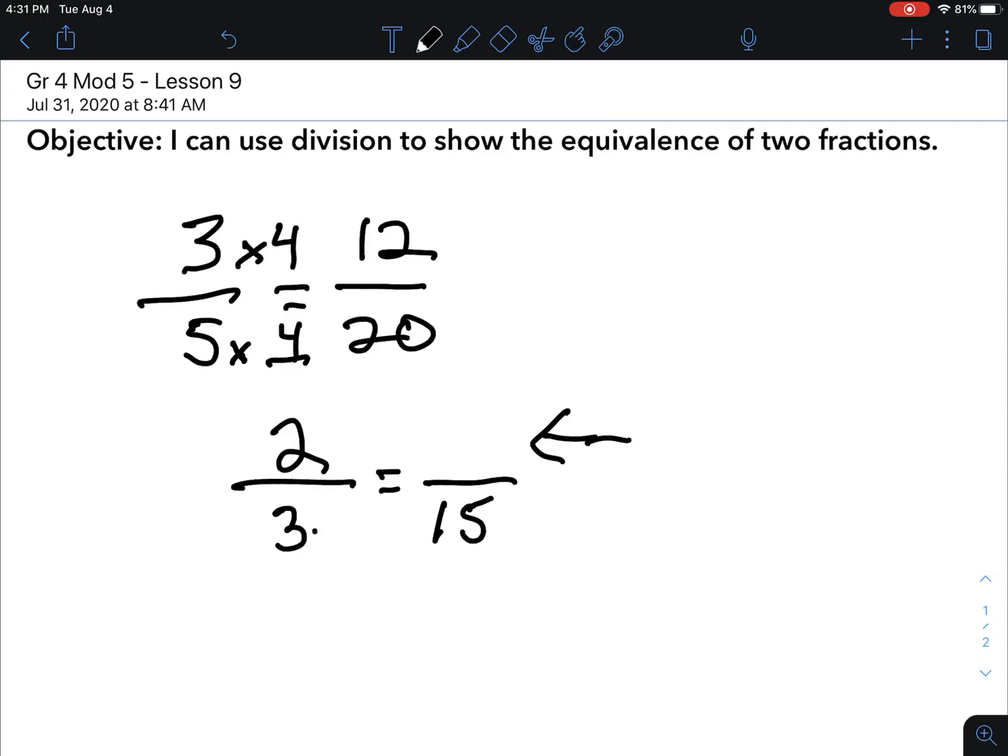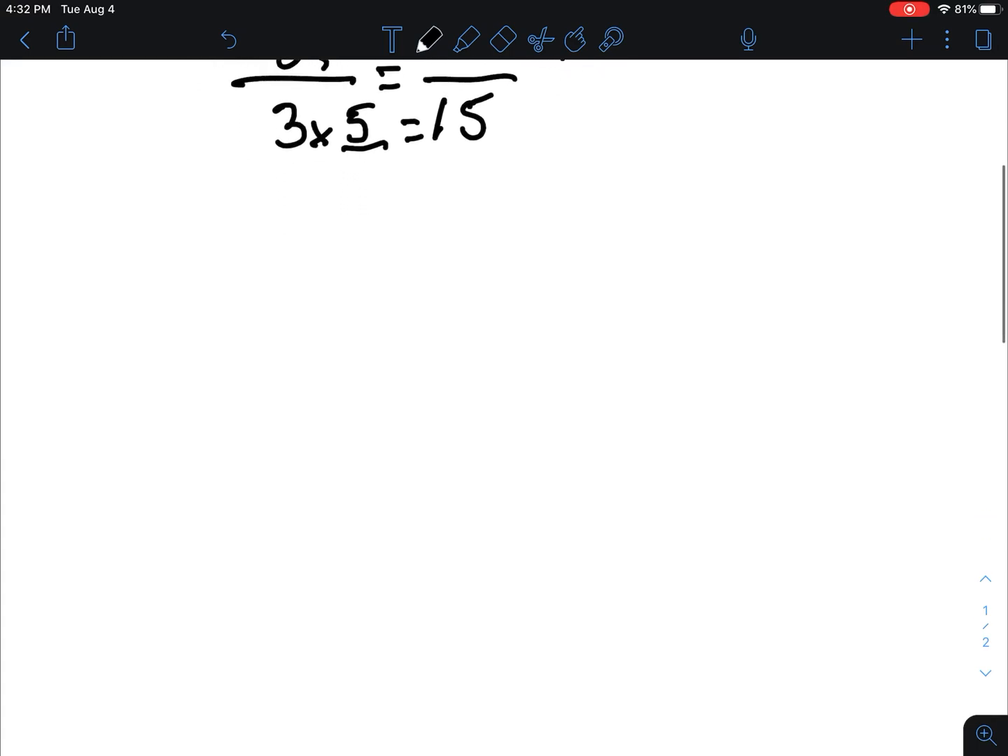So again, what did I multiply 3 by to get 15? The answer is 5. So if I multiply 3 by 5, I have to multiply the numerator by 5, and the answer was 10/15.